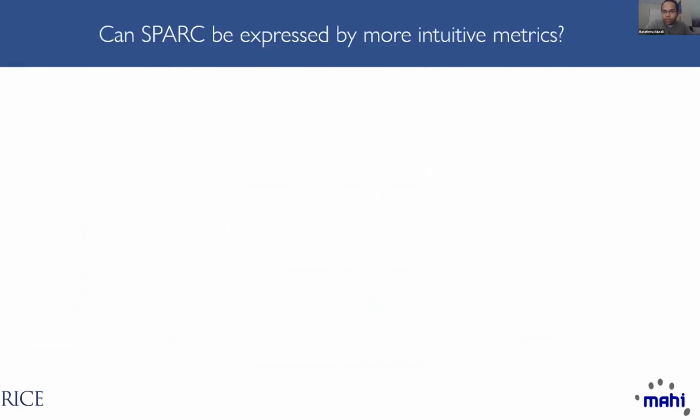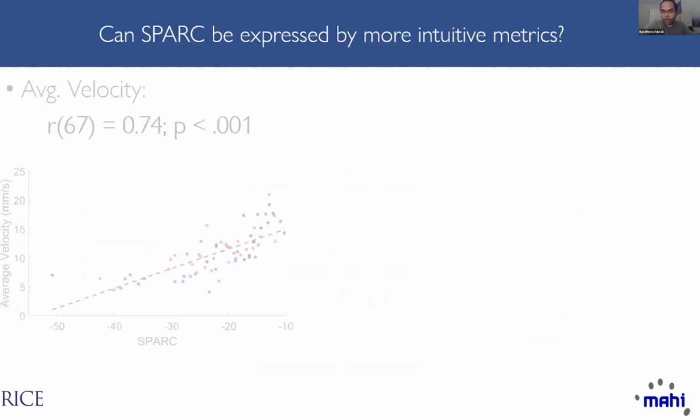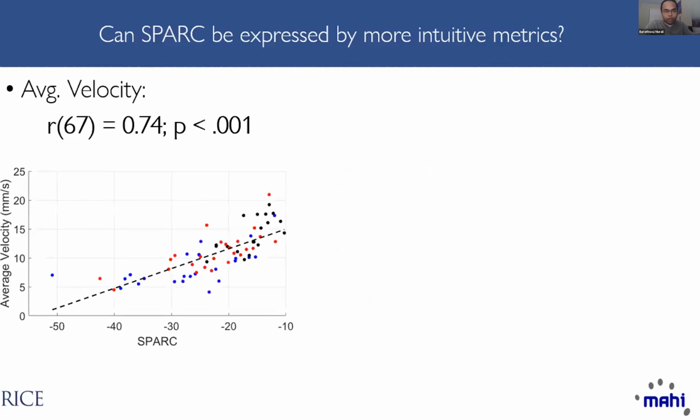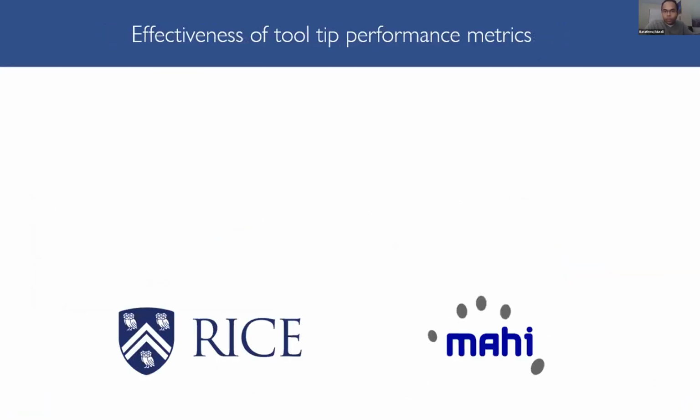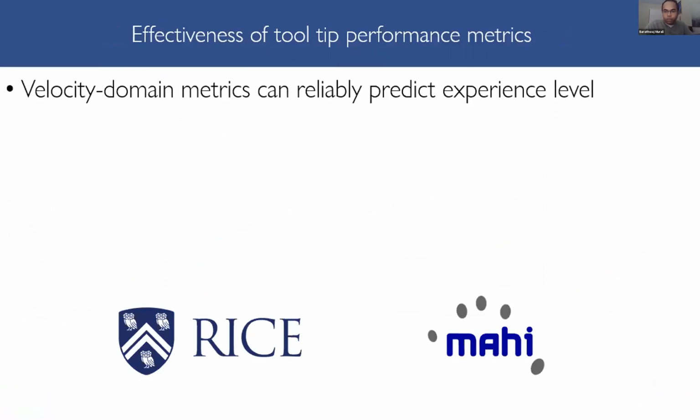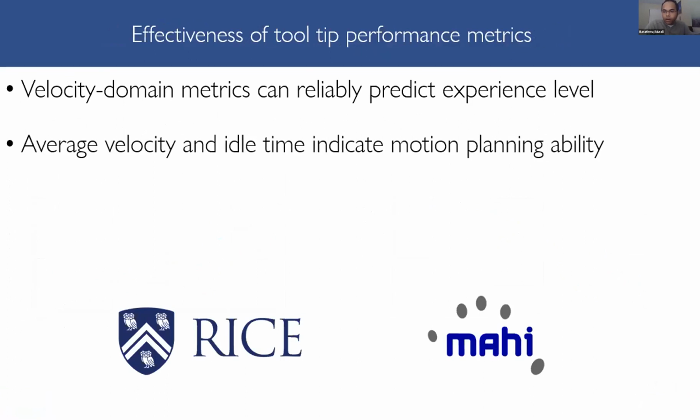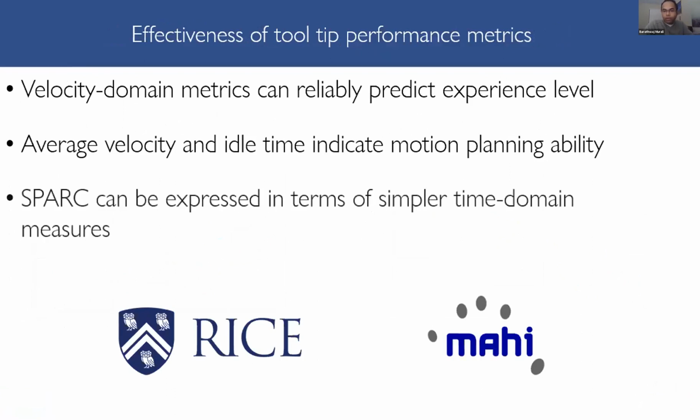Given that these measures can show differences across experience levels, we performed linear regression between the time domains of average velocity and idle time and with SPARC, and these result in high and significant linear correlations with SPARC. From these results, SPARC, average velocity, and idle time calculated from guide wire motion are reliable measures of surgical experience level. Average velocity and idle time in particular are intuitive measures of a surgeon's motion planning ability. These two metrics can be used to express SPARC in terms of simpler time domain measures.